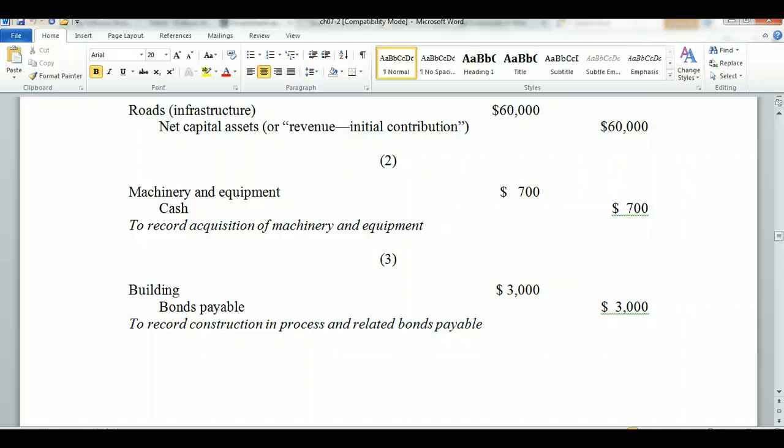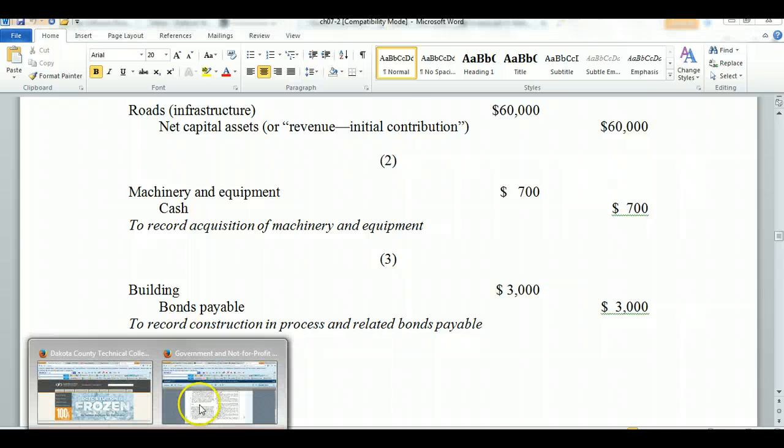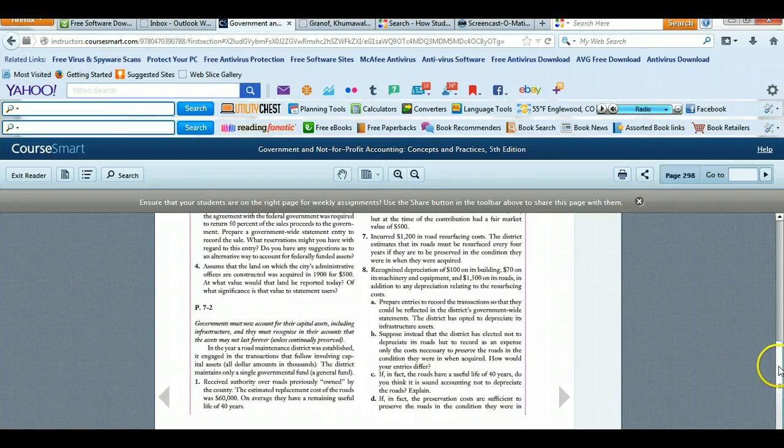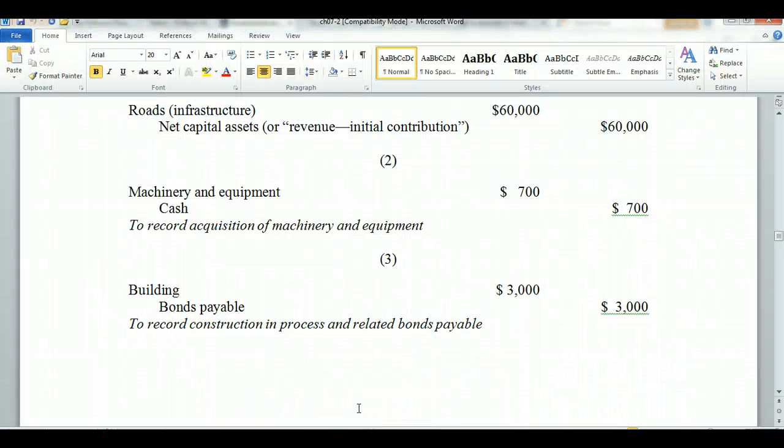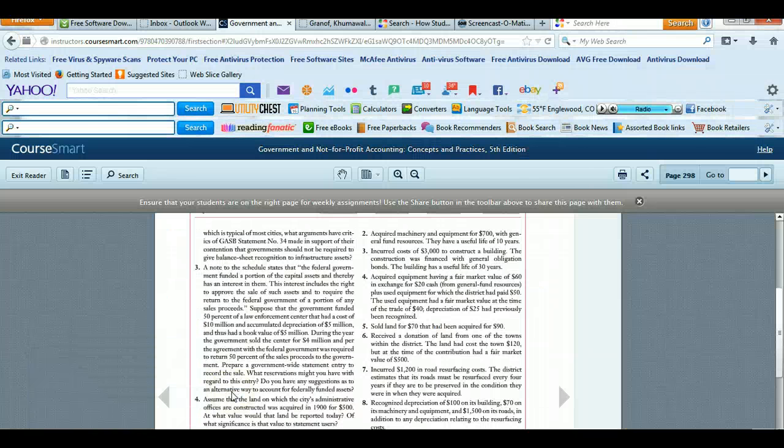Now, as we go back to the number 2 journal entry, or I should say event, it acquired machinery and equipment for $700 with general fund resources. They have a useful life of 10 years. So again, we're going to record an asset of $700, and we would show a credit to cash because we used money to purchase that machinery and equipment. Once again, long-term assets get recorded in government-wide statements.